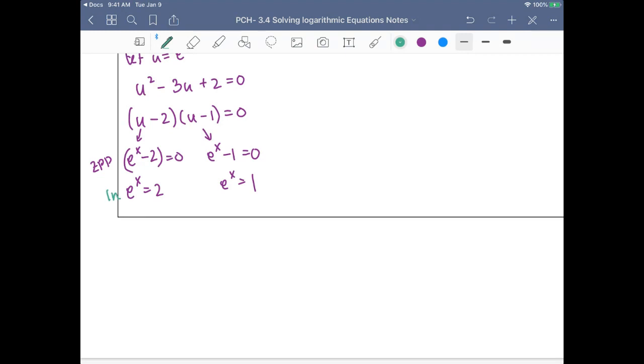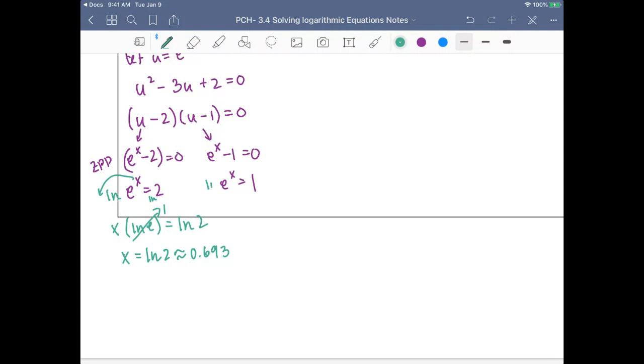The ln of e to the x equals the ln of 2. So bring the x to the front. I get x times the ln of e is equal to the ln of 2. ln of e is equal to 1. So I get x is equal to the ln of 2, which is about equal to 0.693. All right, lastly, we get e to the x is equal to 1.